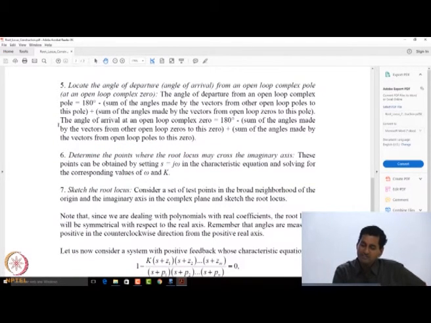This calculation you do as homework. The angle of arrival at an open loop complex zero is 180 degrees minus the sum of the angles made by the vectors from other open loop zeros to the zero plus the sum of the angles made by the vectors from all open loop poles to this zero. It's very complementary. Now it's pretty obvious how we get this, once again from the angle condition.